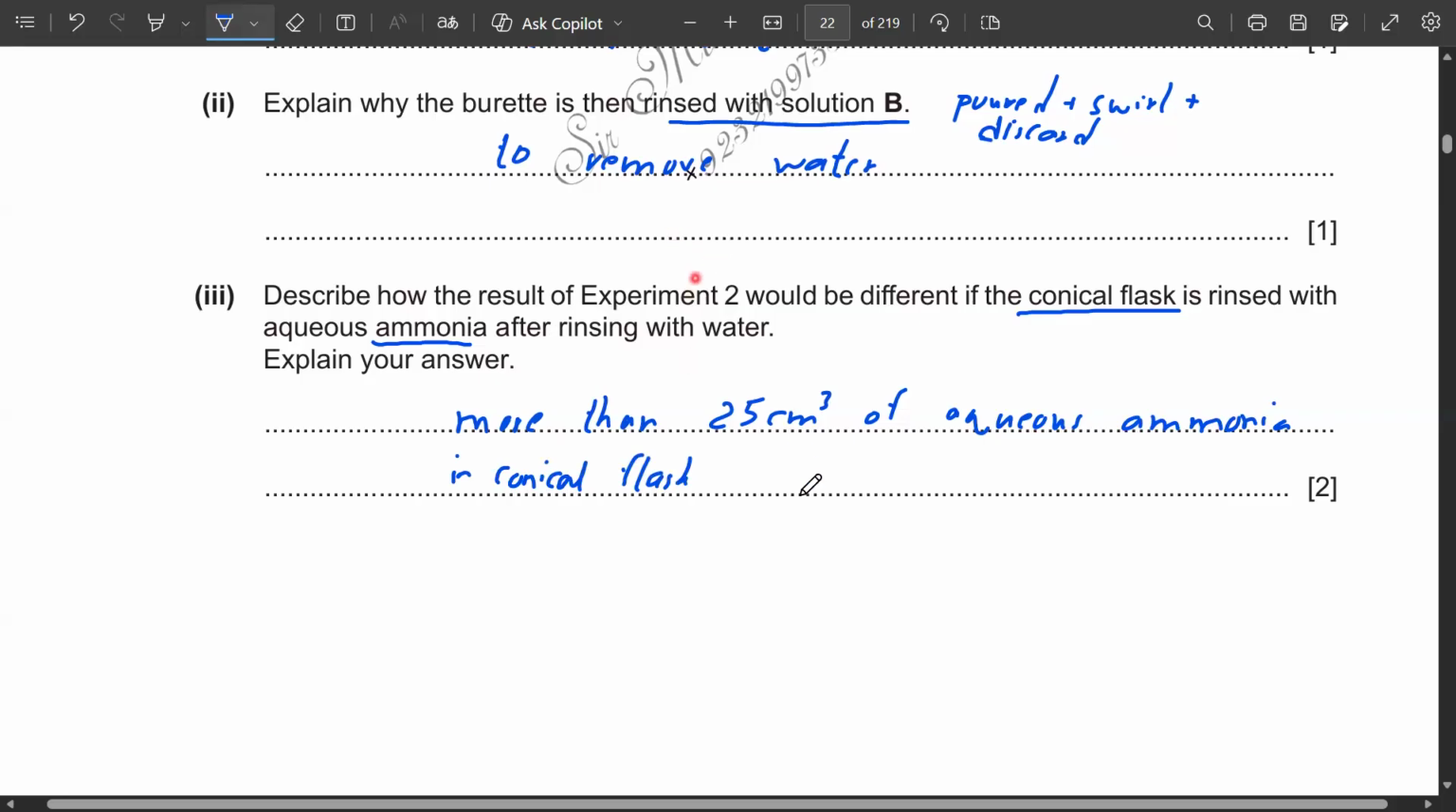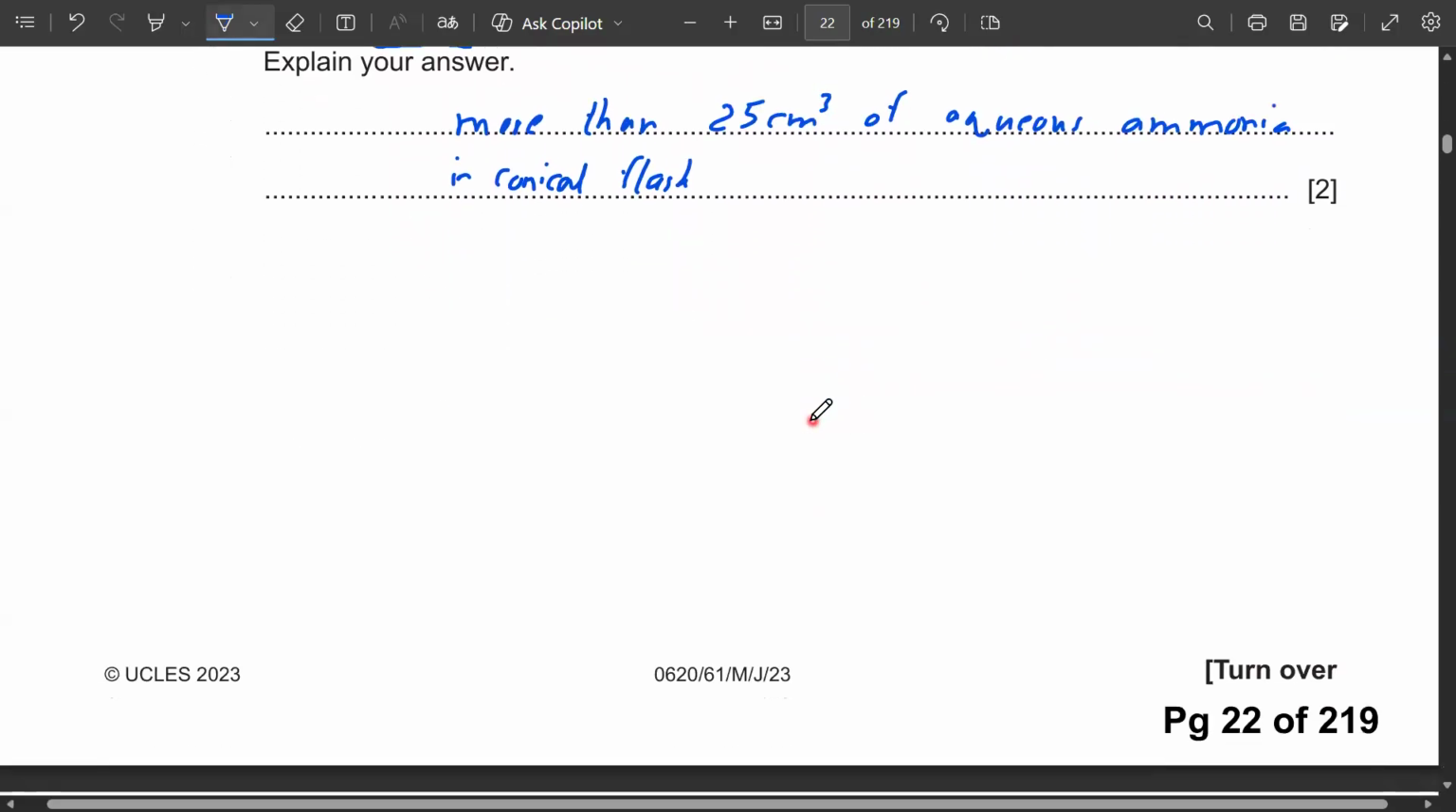More than 25 cm cube of aqueous ammonia. The reason is it will have two different portions. One is the ammonia present because of the rinsing, and the other ammonia is that we added separately to make 25 cm cube.